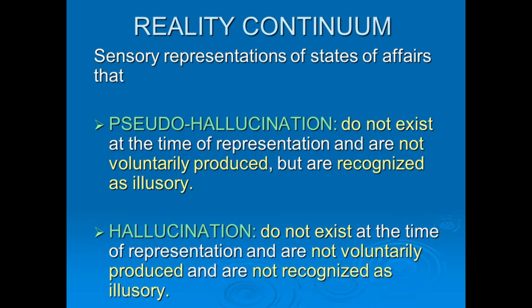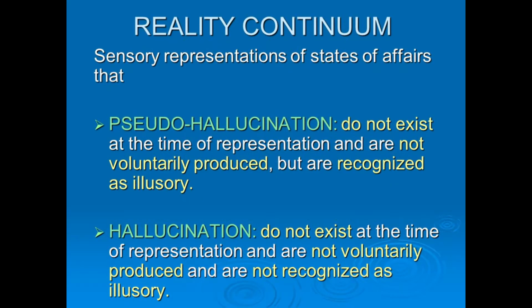The third stage towards hallucination is a pseudo-hallucination, and this is where the sensory representations do not exist at the time of representation and are not voluntarily produced, but they're recognized as illusory. Pseudo-hallucination is a very wide range of hallucinations that you might have. So dreams are not recognized as hallucinatory while you're having them, but when you wake up, then you recognize that you were in a dream state. Maybe all kinds of other sorts of hallucinations fall into this category. When I'm hallucinating, the pink elephant here is not controlled by me. I didn't produce it. It's not occurring right now. There is no pink elephant here, but I recognize that there's no pink elephant here, and so that makes it a pseudo-hallucination. And then on the far end of the reality continuum is hallucination.